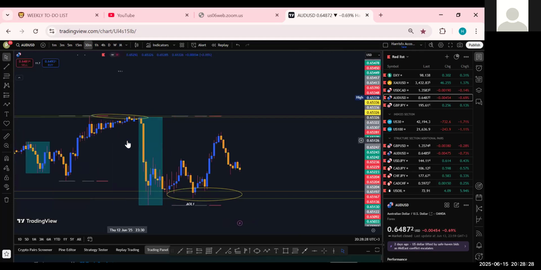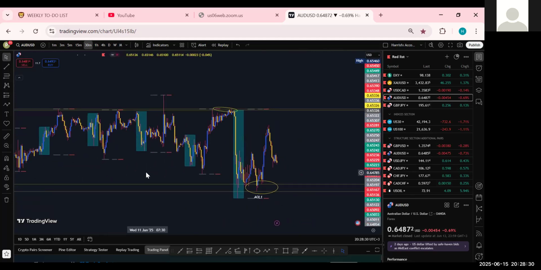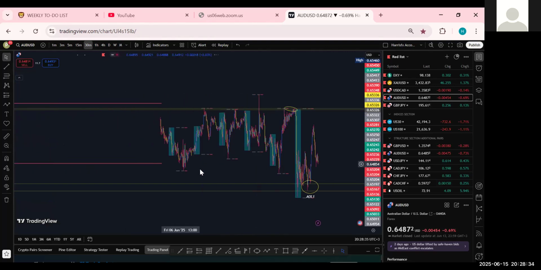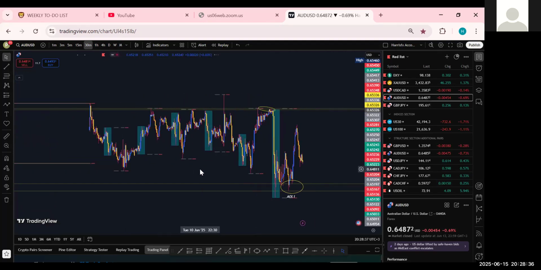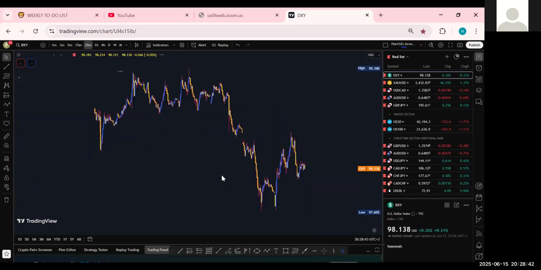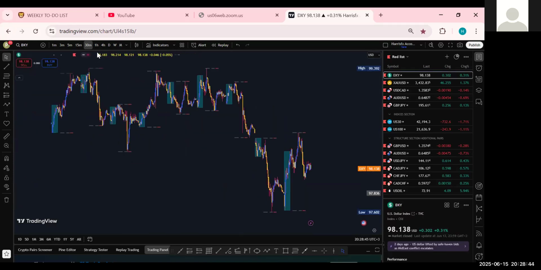I'm not in a hurry to take the setups. So let us just be keen and see how price will react at that zone, as we are trading on the liquidity and how price will come to liquidate those zones. But on the general outlook on the dollar, we are still bearish, still dollar weakness across.